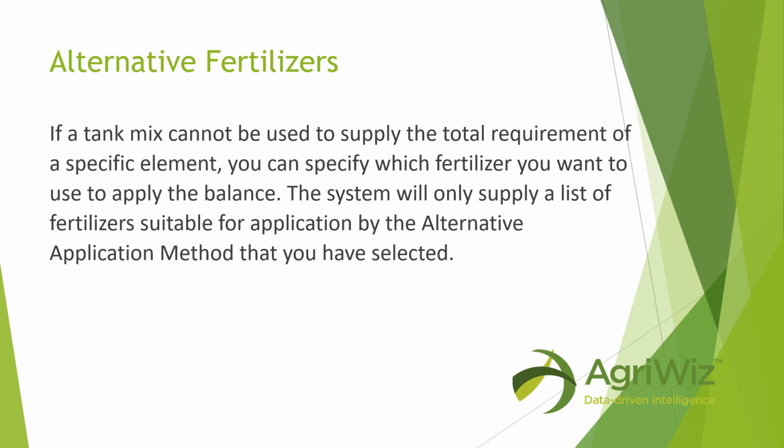Following on from the previous slide, if a tank mix cannot be used to supply the total requirements of a specific element, you can specify which fertilizer you want to use to apply the balance. The system will only supply you with a list of fertilizers suitable for application by the alternative application method that you have selected.